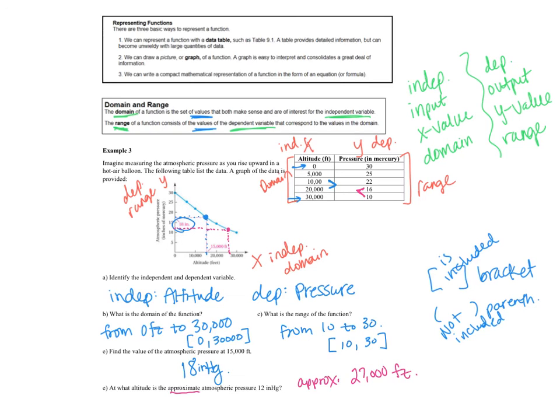Now hopefully we should be able to look at a function, identify what's the input, what's the output, what's the independent, what's the dependent variable. And then we should be able to read from a table and a graph, looking at those different values and analyzing pieces of that function.